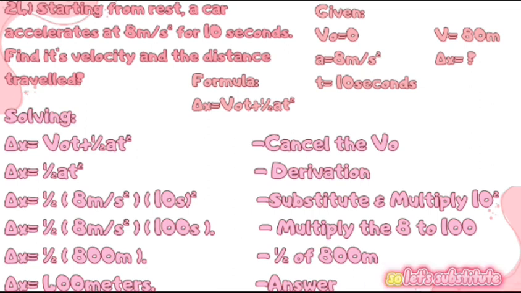So let's substitute the given. Change in position is equal to 1/2 times acceleration, which is 8 meters per second squared, times the time, which is 10 seconds squared. So let's multiply 10 seconds by itself. 10 times 10 is 100 seconds squared. So change in position is equal to 1/2 times 8 meters per second squared times 100 seconds squared. 8 meters per second squared times 100 seconds squared is 800 meters. The seconds cancel out since they are the same variable. So 1/2 of 800 meters is 400 meters, which is the change in position.